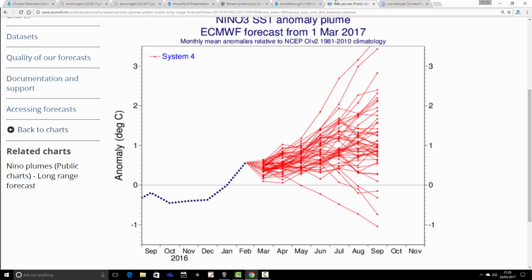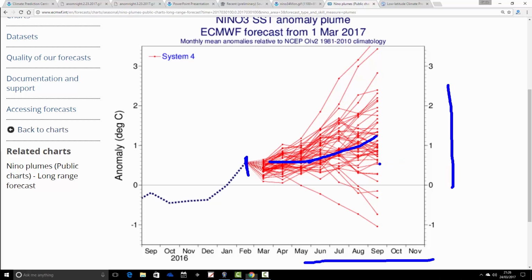The ECMWF is very similar. So again, this is the Nino plume forecast from the ECMWF model. Again, this is where we are right now, solidly in ENSO neutral territory. Each red line here is an individual member of the ensemble plume. And you notice that very gradually, we've got the temperature anomalies on the side, dates on the bottom, very gradually, the model, the ensemble plume, is going into moderate El Nino territory.